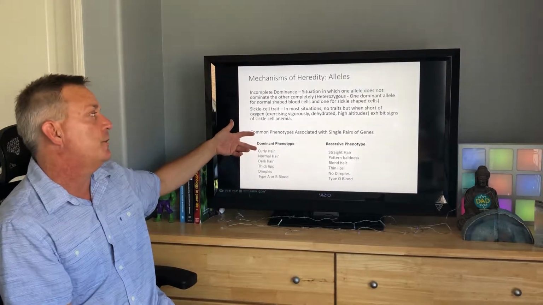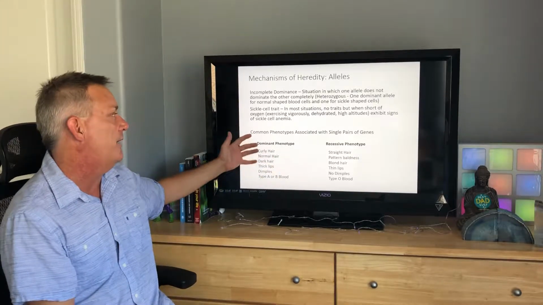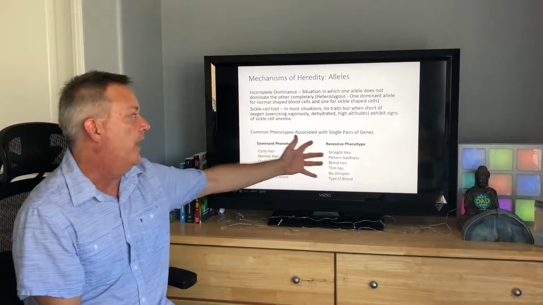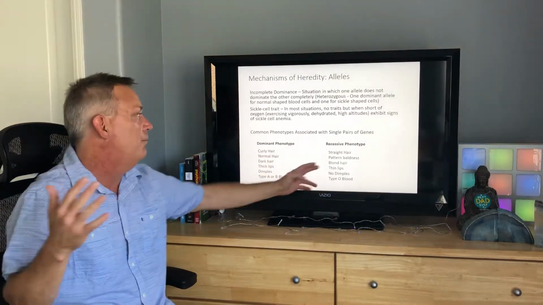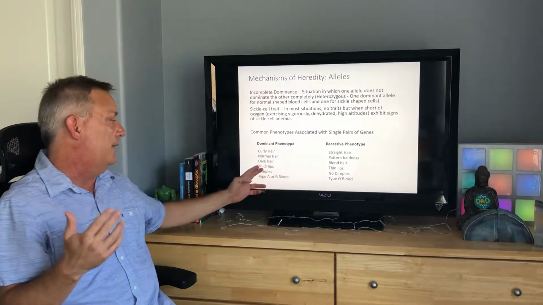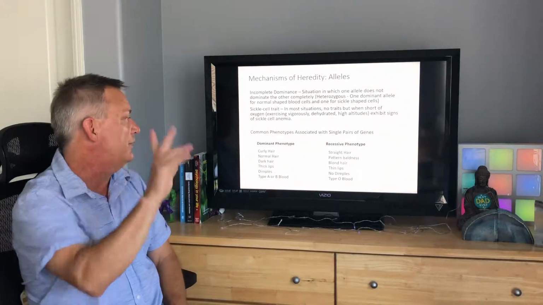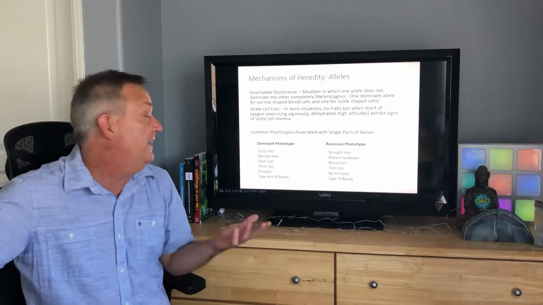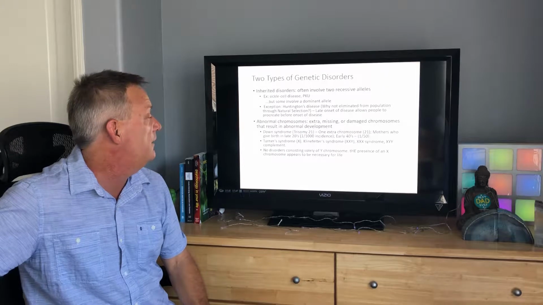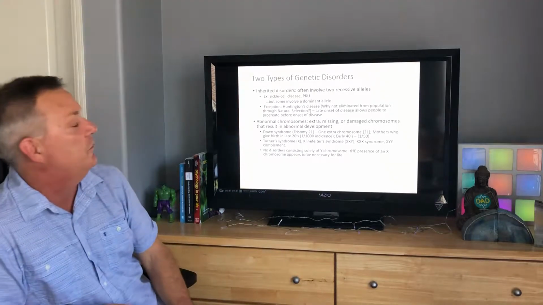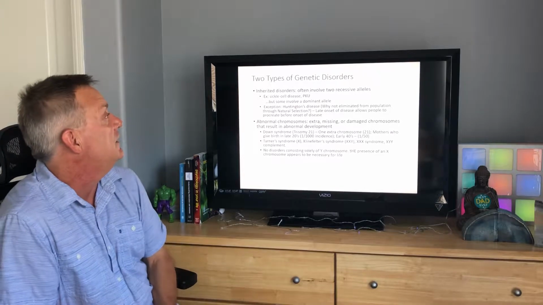Common phenotypes associated with single pairs of genes. I just thought that this was kind of fun and interesting to look at dominant phenotypes and recessive phenotypes. You know, I have straight hair, normal hair, blonde hair, thick lips, or relatively, I guess. No dimples. Dimples? No dimples. No dimples is what it is. And so I just think it's kind of fun to look at what traits you have as related to the dominant or recessive alleles.